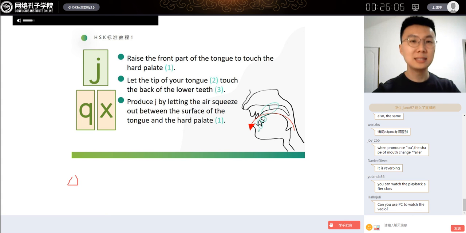Unlike ji and qi, when we read xi, the airflow is not blocked at all. Xi.